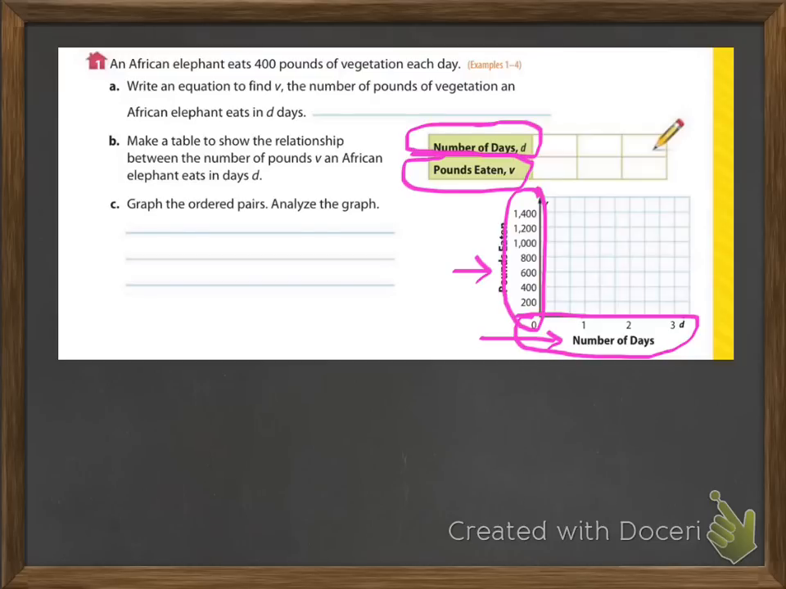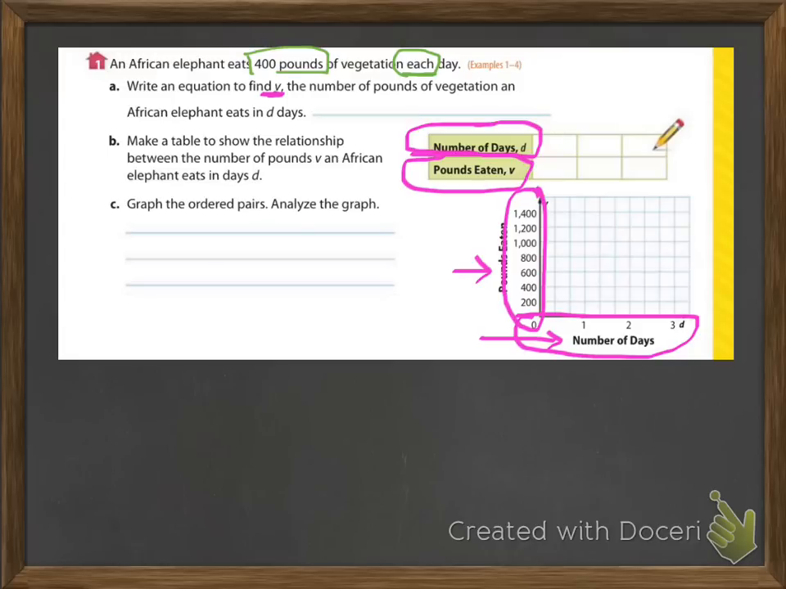So let's go ahead and take a look at this. It says an African elephant eats 400 pounds of vegetation each day. So 400 pounds is important. And notice there's that word each again, so that we know that that's going to go with the variable for day. Write an equation to find V, which is the number of pounds of vegetation an elephant eats in D days.